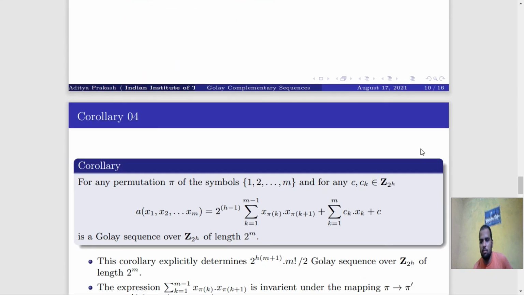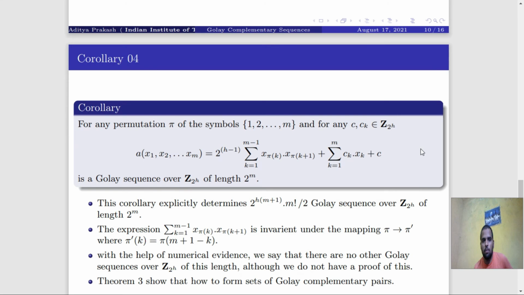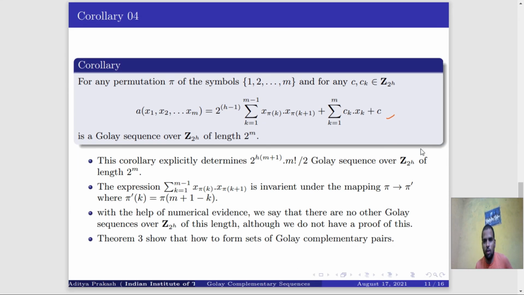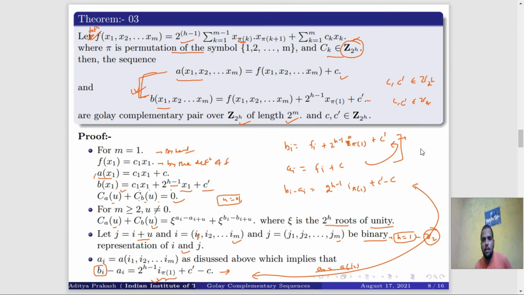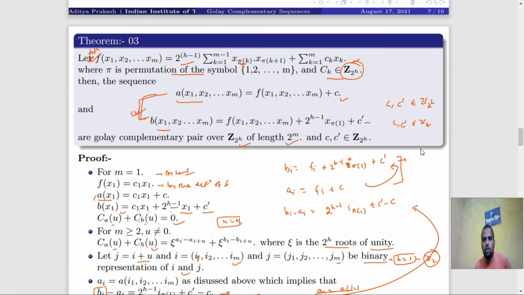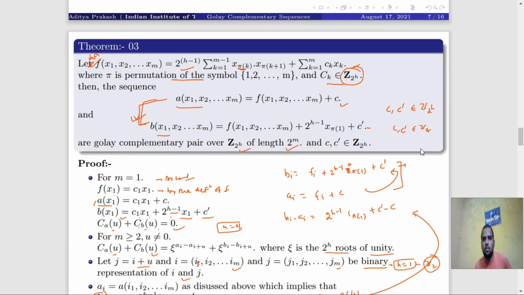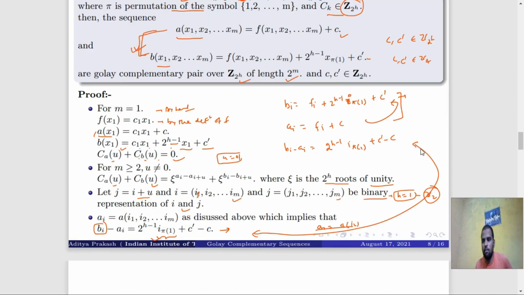Now come to the Golay sequence regarding this. Suppose we take a permutation pi of the symbols 1 to m, and c and ck belong to Z to the power h, and a is the sequence in such a fashion: to the power h minus 1, summation k is equal to 1 to m minus 1 x pi k dot x pi k plus 1 plus summation k is equal to 1 to m c k x k plus c. Okay, in that case c are not there. But in this case c are there. How? You can see a previous case, c are not there, and the summation is defined in such a way that c are not there.